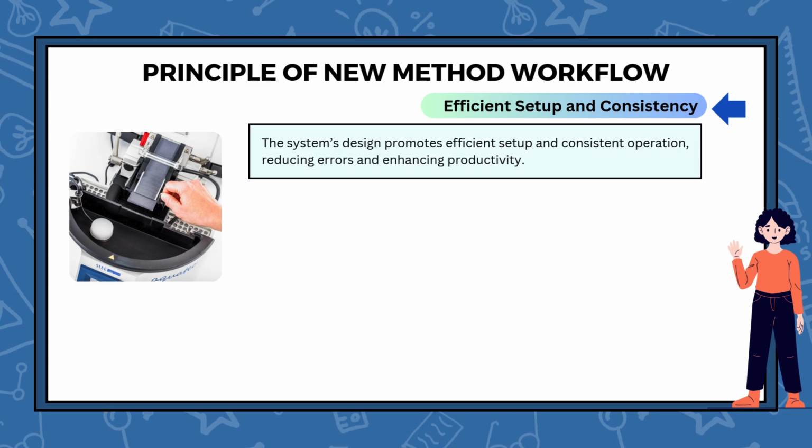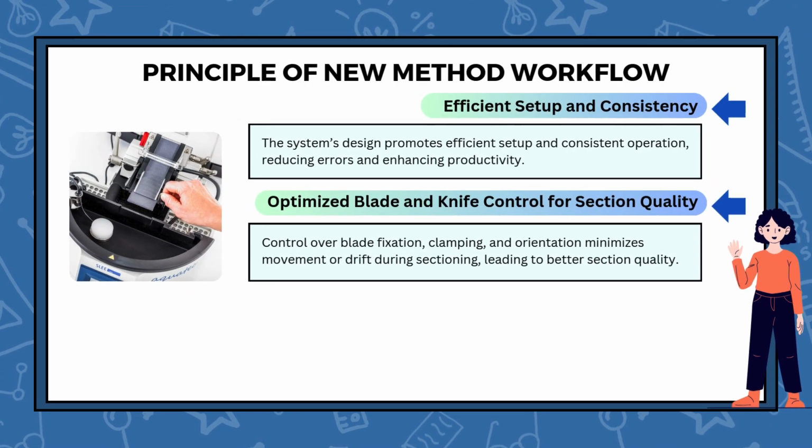With motorized cores and fine adjustments and memory functions that store previous settings for specimen fit, technicians can rapidly set up and fine-tune the system for reproducibility across multiple sections, thus saving time while enhancing productivity. Next, optimized blade and knife control plays a pivotal role in achieving high-quality tissue sections.